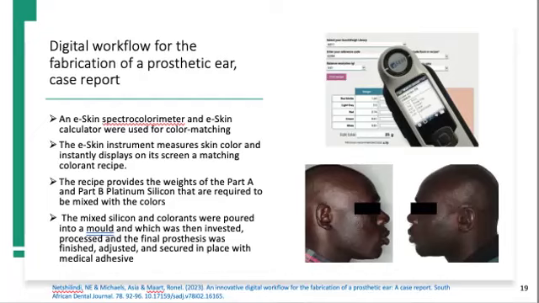And besides the coloring recipe, it also gives the weights of the part A and B of the silicone that are required to be mixed with the colors. Then the mixed silicone and colorants were poured into a mold, which was then invested and processed, and the final prosthesis was finished and adjusted and secured in place with medical adhesive, as you can see in the pictures. The final result.